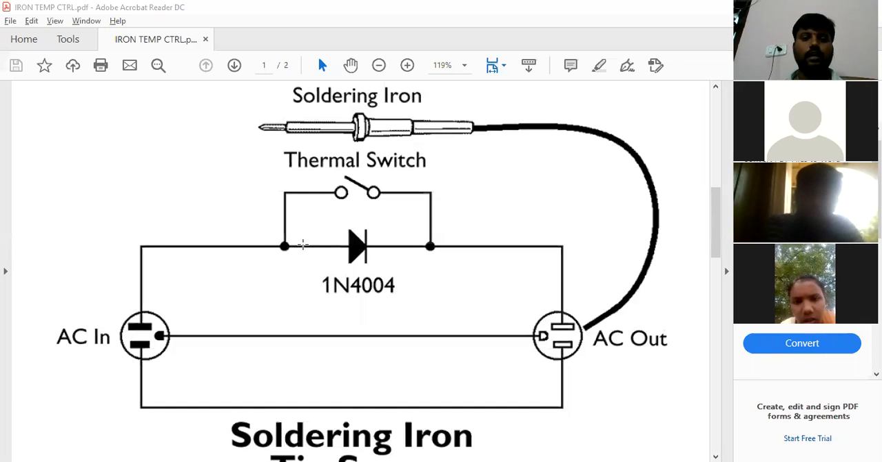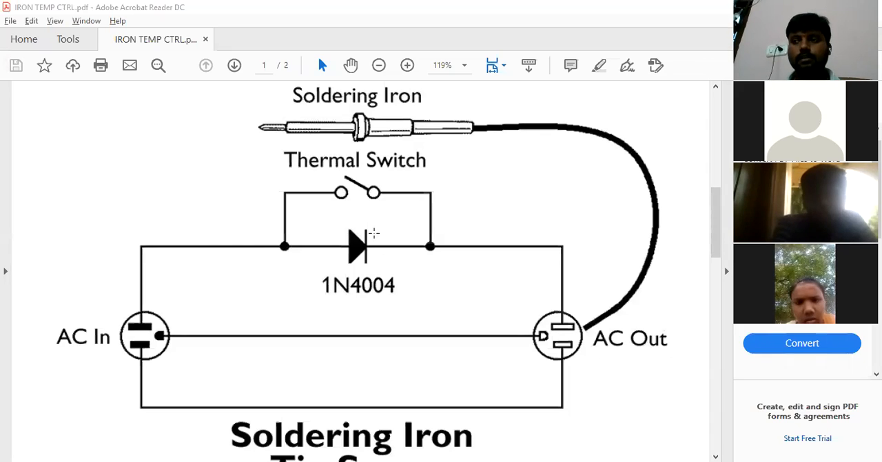Now a diode and a thermal switch are there. If the switch is open, only half of the power is supplied to the soldering iron. If the switch is closed, full power is supplied to the soldering iron. So the bit gets enough heat if the switch is closed.